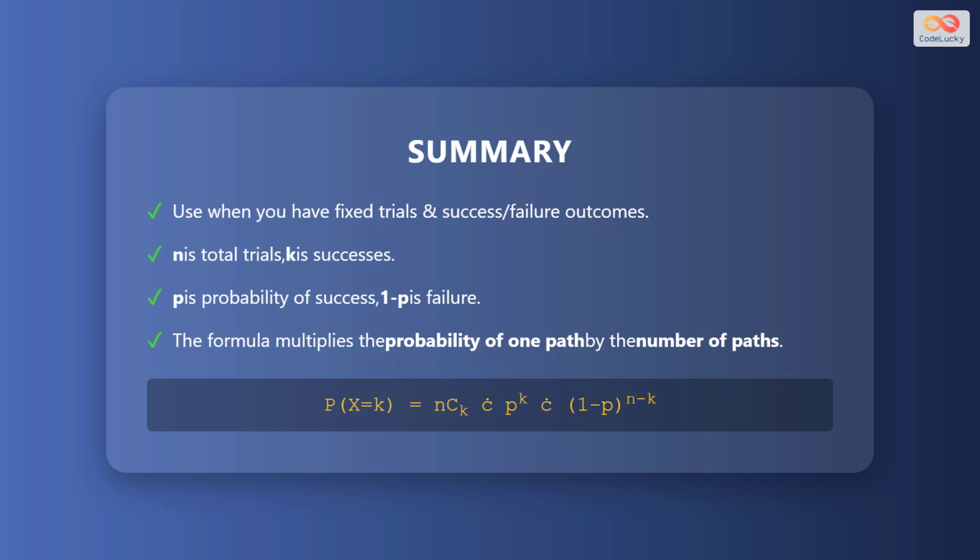To wrap up, remember that the binomial formula is used for independent trials with binary outcomes. You just need to identify the total trials n, the desired successes k, and the probability of a single success p. The formula combines the probability of one specific path with the number of possible paths to give you the total probability.